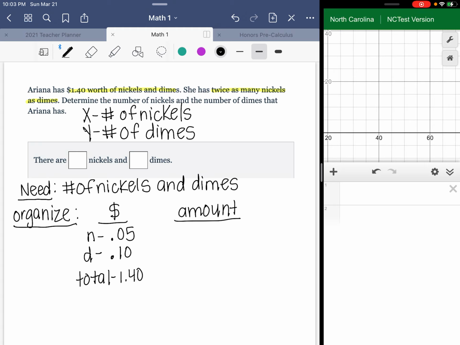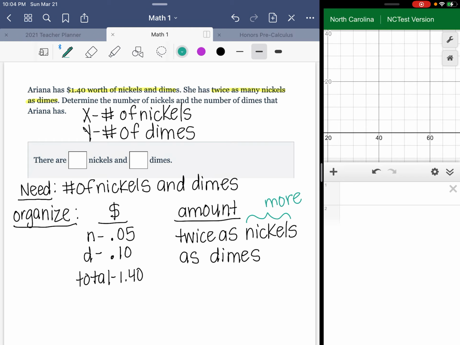Now the amount, I don't know necessarily how many nickels and dimes yet, but I do know that she has twice as many nickels as dimes. So twice as many nickels as dimes. So if I think about that, twice as many nickels as dimes, that means I have more nickels than I do have dimes. Okay, so that's a key thing here.